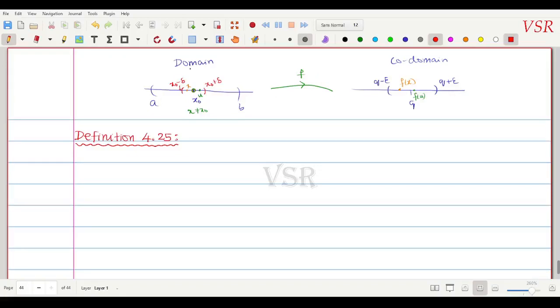Look here. I'll again take a function. Let f be a function from open interval a comma b to R. Now I'm going to define the right limit. The right limit is when we approach from this side. This is called right limit. Okay, if it comes from the right side, it is called the right limit.